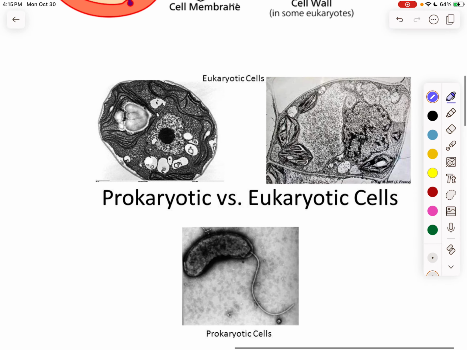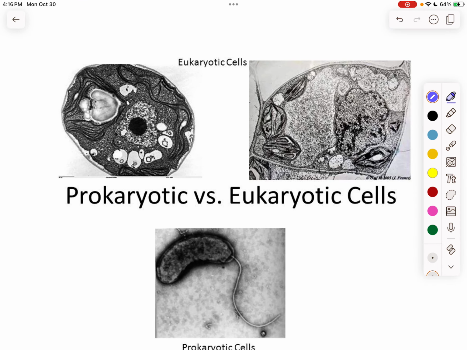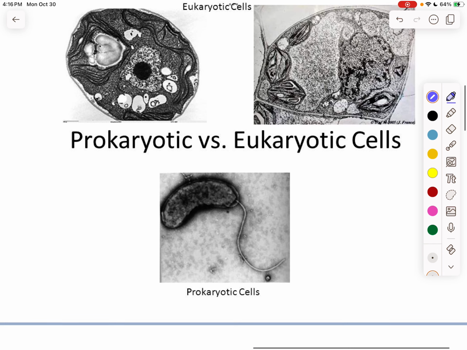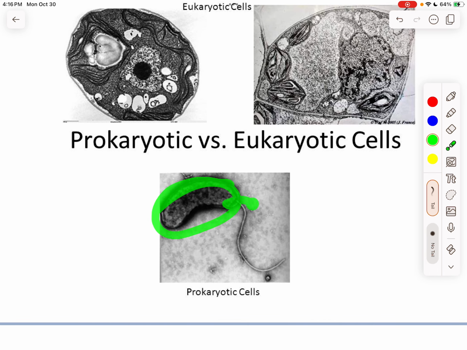Over here are microscope pictures of our prokaryote versus eukaryote. Okay, so here's our prokaryote. You can totally tell because it looks kind of like bacteria. It has a tail, we call it a flagella. A flagella is going to help propel our bacteria around.